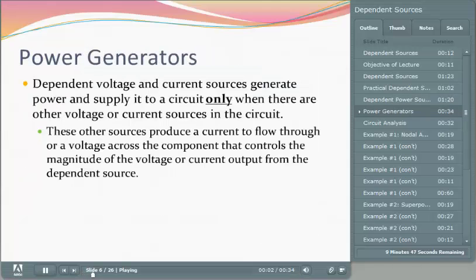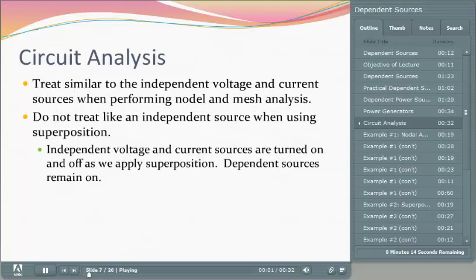A fundamental difference between dependent voltage and current sources compared to independent voltage and current sources is that dependent sources generate power only when there's another independent voltage or current source in the circuit. It is the power generated by these independent sources that produce the current that flows through, or the voltage that's produced across the component, that then controls the magnitude of the voltage or current that is outputted by the dependent source.